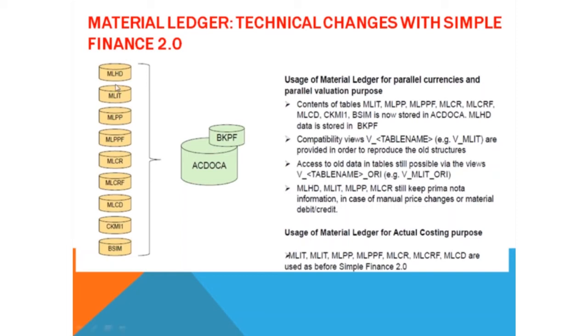And now in the material ledger we have different tables, and now everything is coming into ACDOCA. And now from BKPF, usage of material ledger for parallel currencies and parallel valuation purposes. So the contents of the tables are now stored in ACDOCA. Previously it was stored in different tables, just like slice and dice, some information from this table, some information from that table, and now everything is coming into your ACDOCA table. And access to all data in the tables is still possible via the views. Different views are also given if you want to see the reports. From the material ledger perspective, this is also a very major breakthrough.